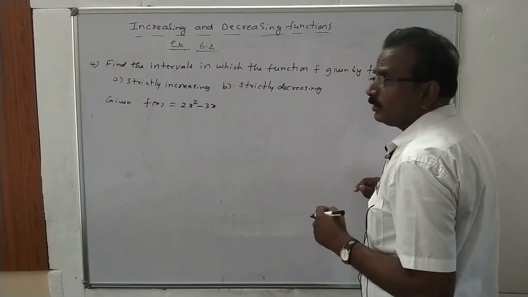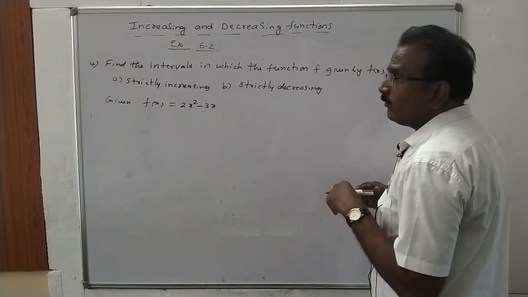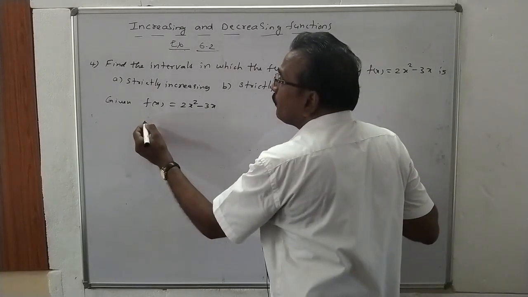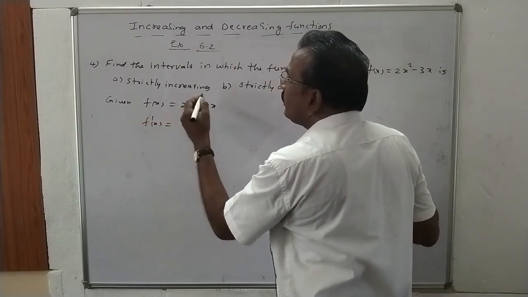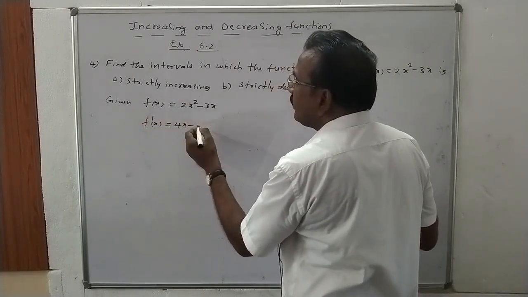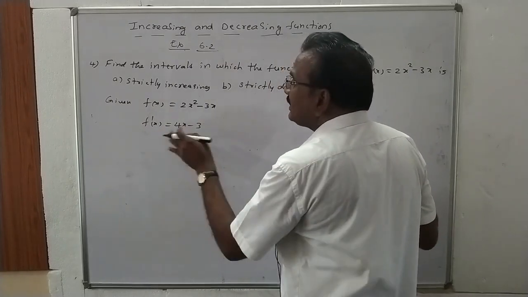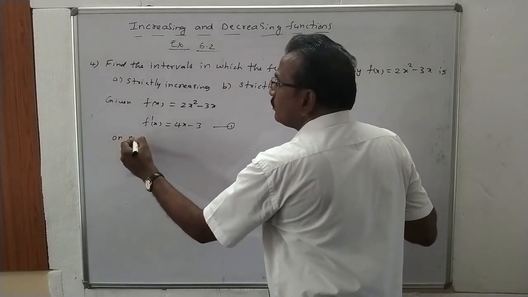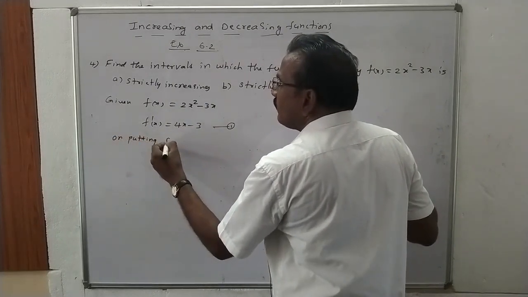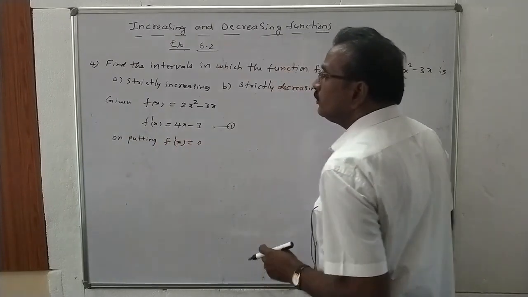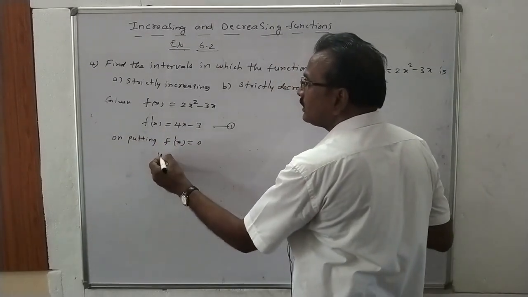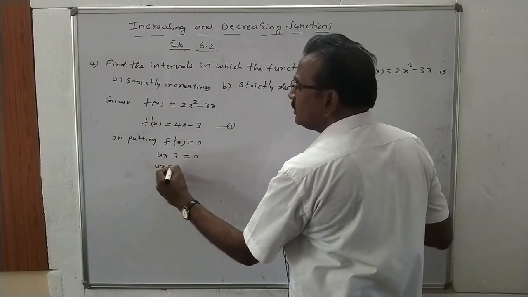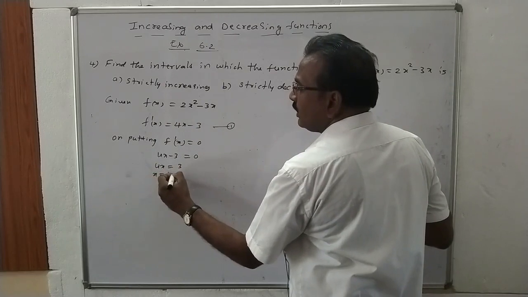Differentiate with respect to x. To find the values of x when the given function is increasing or decreasing, we need to find the f dash x value. Here f dash x is equal to derivative of 2x square, which is 4x, minus derivative of 3x, which is 3. So f dash x value is equal to 4x minus 3, that is equation 1. So on putting f dash x is equal to 0, we get some value of x. F dash x is equal to 4x minus 3 is equal to 0. Here 4x is equal to 3, x is equal to 3 by 4.